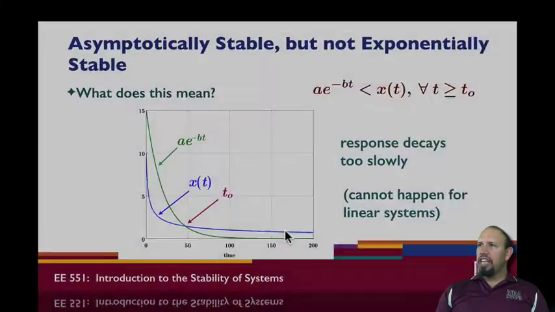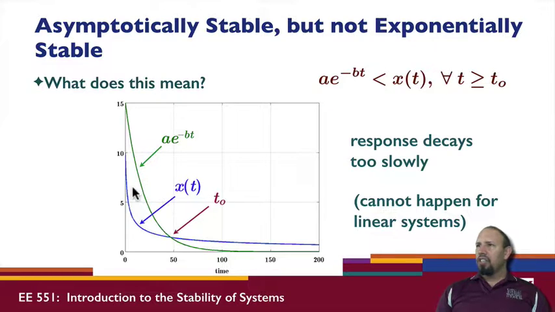Here's an example of what that looks like. Here's x of t. X of t is converging, but notice how slowly it converges. Whereas if I have an exponential function, it will always converge faster than this will. Notice this function actually does converge to 0, but it takes so long to converge to 0, whereas any exponential function will always converge faster.